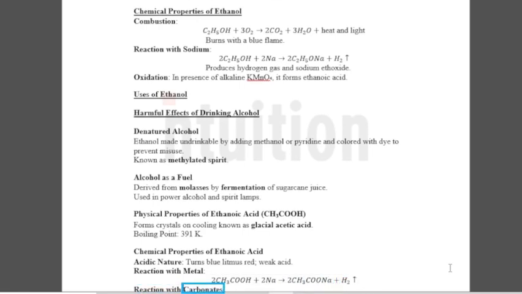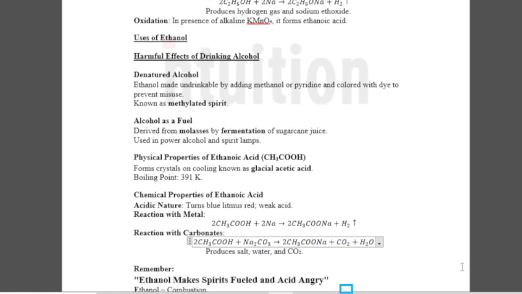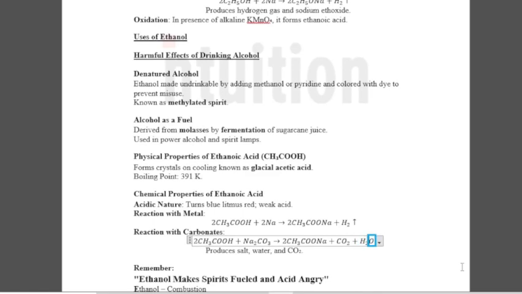Reaction with carbonates: 2CH3COOH + Na2CO3 → 2CH3COONa + CO2 + H2O. Produces salt, water, and CO2.